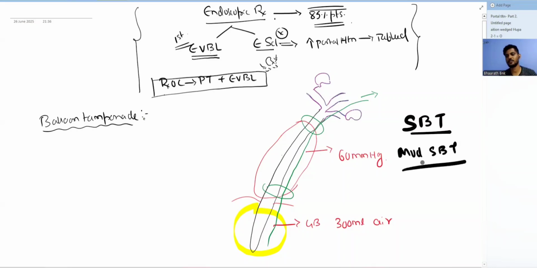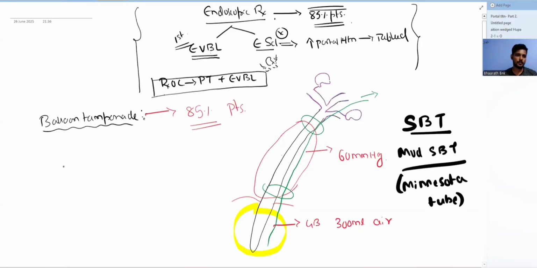Right? So the difference between Sengstaken-Blakemore and modified Sengstaken-Blakemore is that a new esophageal and gastric aspiration tube was added, and this is also called as Minnesota tube. Right? Modified Sengstaken-Blakemore tube is also called as Minnesota tube. Now, even this balloon tamponade is able to achieve the control of bleed in about 85% of the patients.